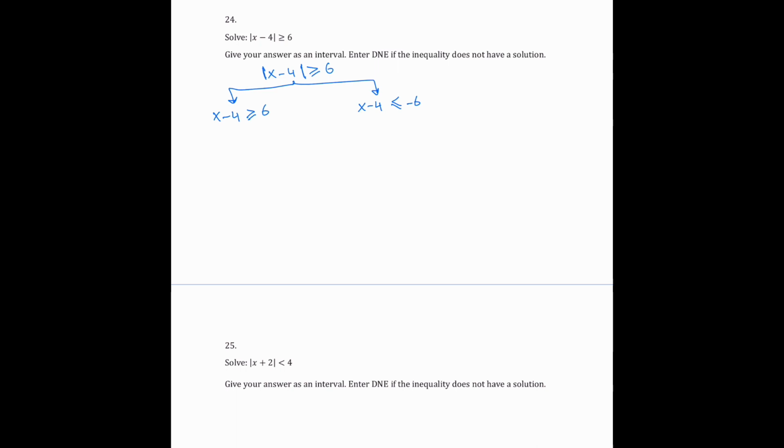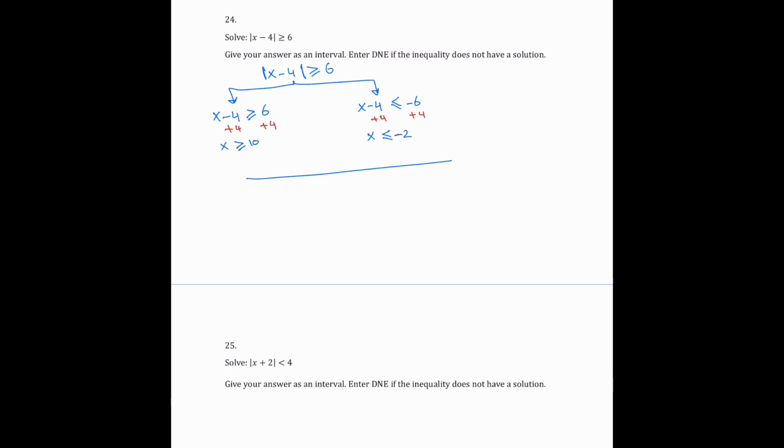Now we're going to solve this side, so we're going to add 4 to both sides of the equation, and we will have x is greater than or equal to 10. On the other side, we're going to add 4 to both sides of the inequality, and we're going to get x is less than or equal to negative 2.